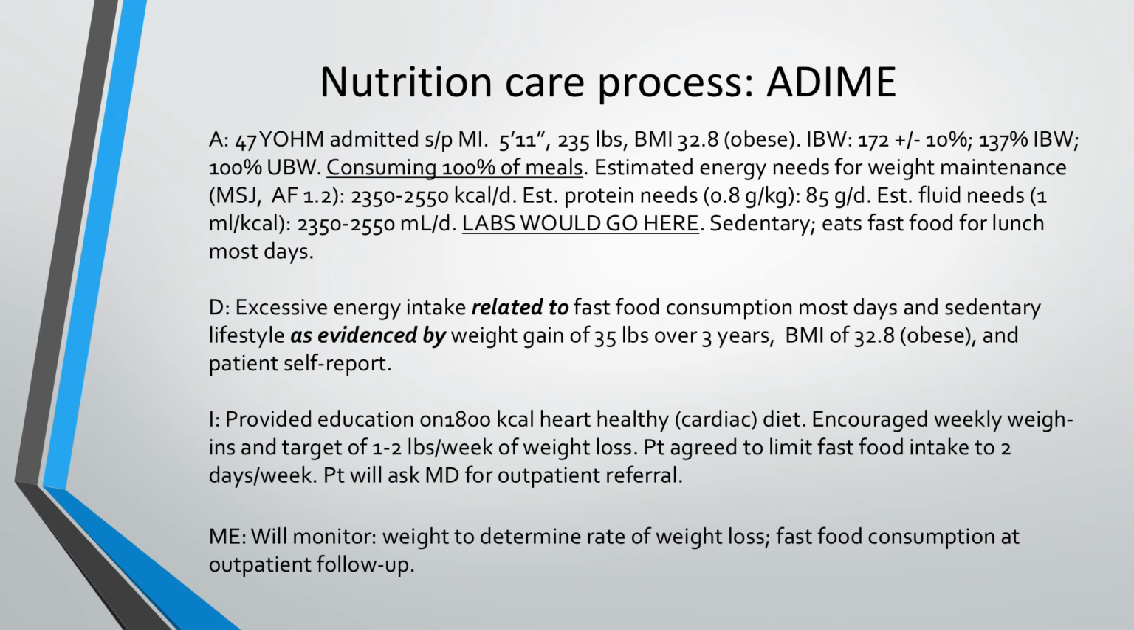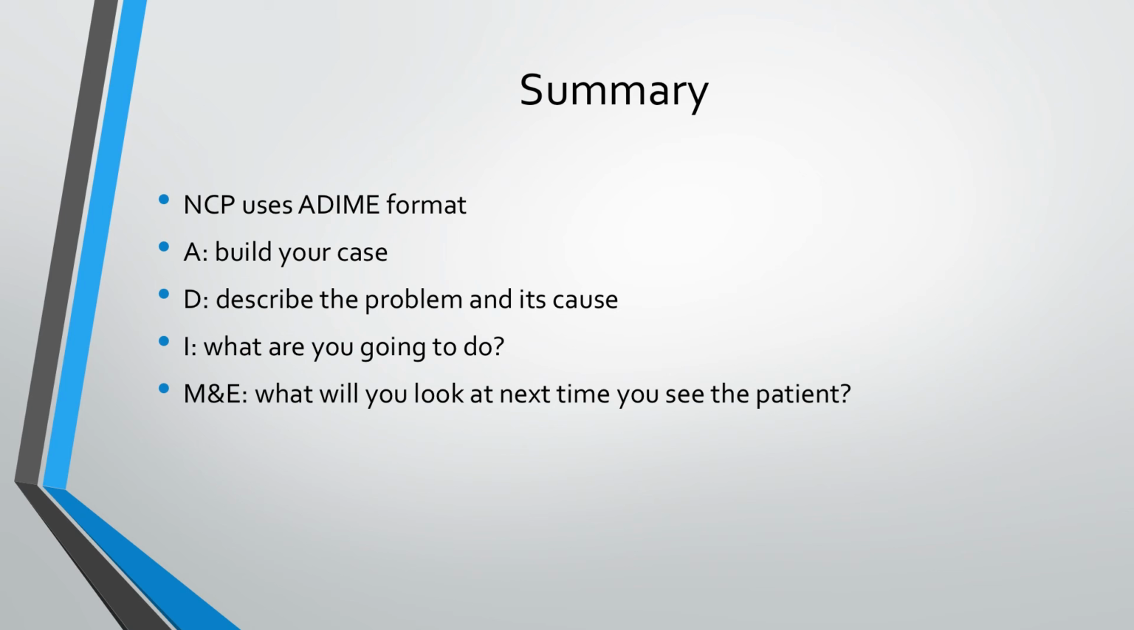So for my M and my E, what are we going to monitor? We'll monitor the patient's weight to determine the rate of weight loss, and his fast food consumption and outpatient follow-up. So that's what we came up with. That's a very brief introduction to the nutritional care process, which uses the ADIME format. Think of the assessment where you're building your case. Your diagnosis is a description of the problem and its cause. Intervention: what are you going to do as the nutrition professional, and how is the patient perhaps going to help you with that? Monitoring and evaluation: what are you going to look at the next time you see the patient? How do you judge whether or not your intervention is working?